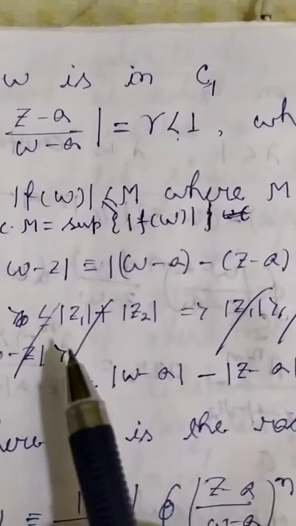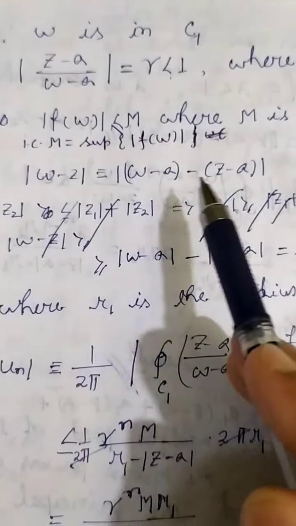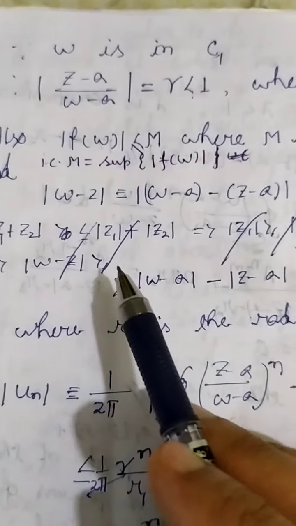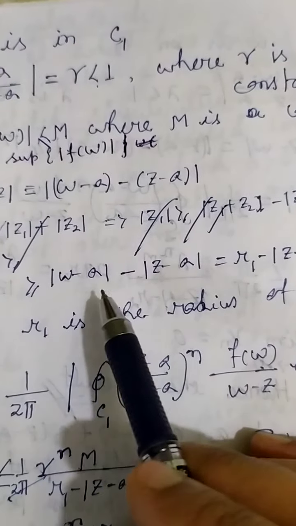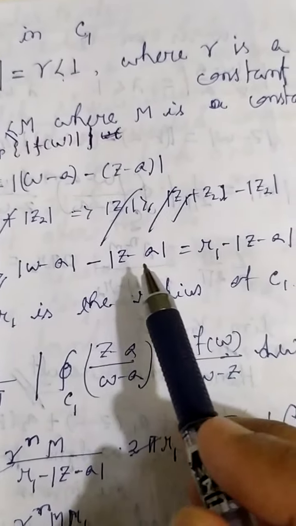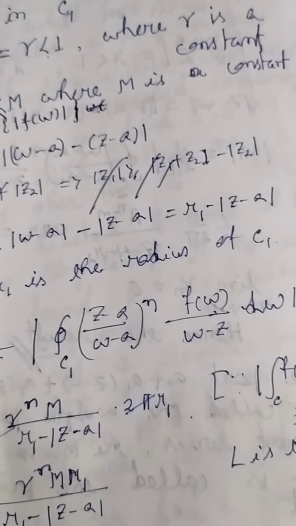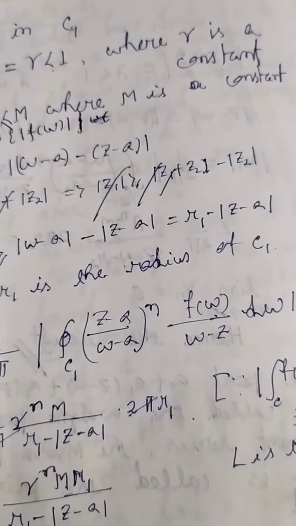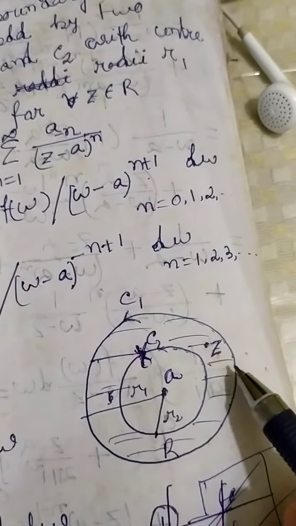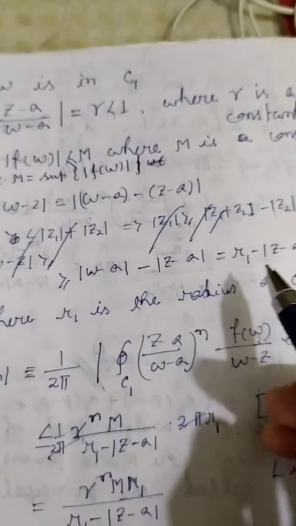So w minus z can be written as (w minus a) minus (z minus a). By the properties of the modulus function, this is greater than or equal to |w minus a| minus |z minus a|, where |w minus a| is the radius of the first circle. But z lies on the annulus, this is our z.